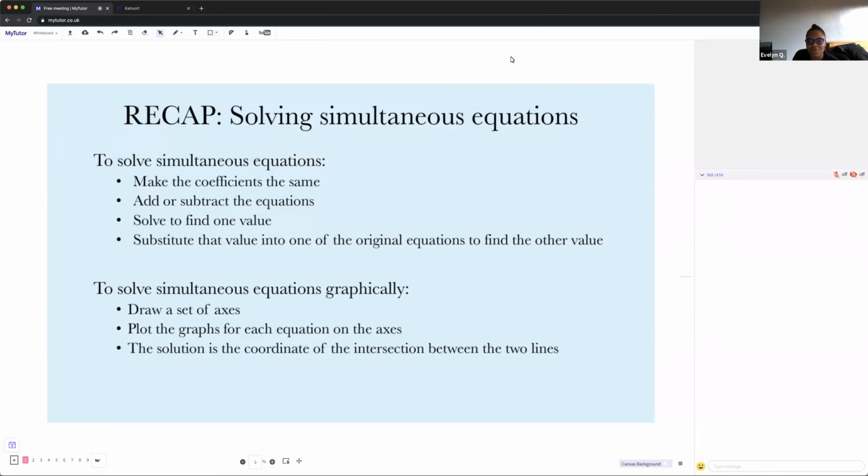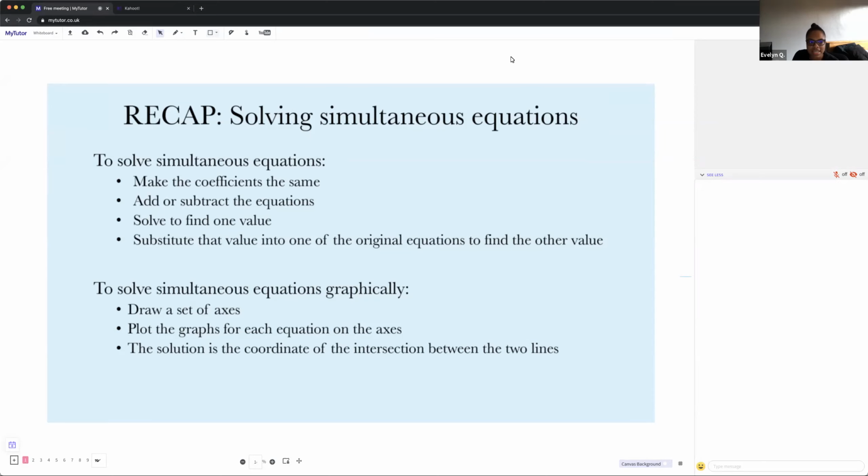Okay, so hi everyone, welcome back. If you haven't attended our other two sessions and you don't know who I am, I'm Evelyn. I'm studying for my Masters in Maths at university. The last two sessions, we had a look at solving linear equations and solving simultaneous equations.